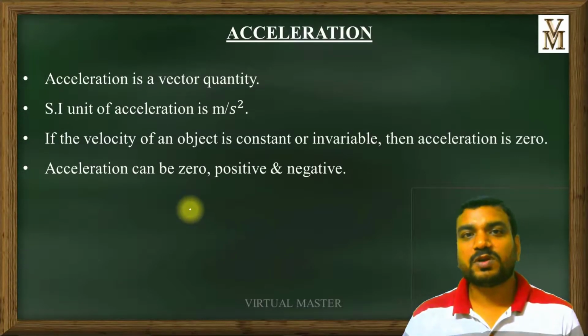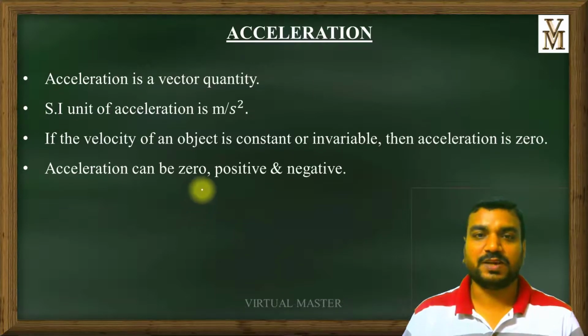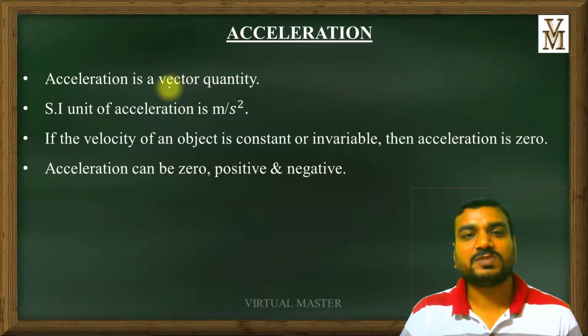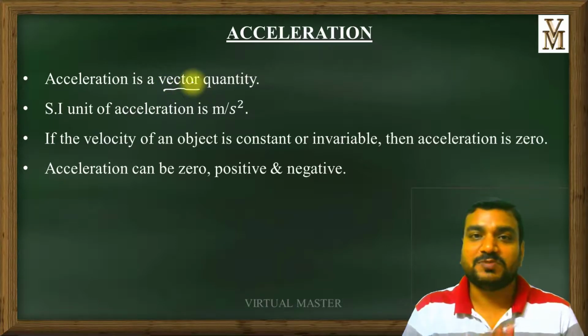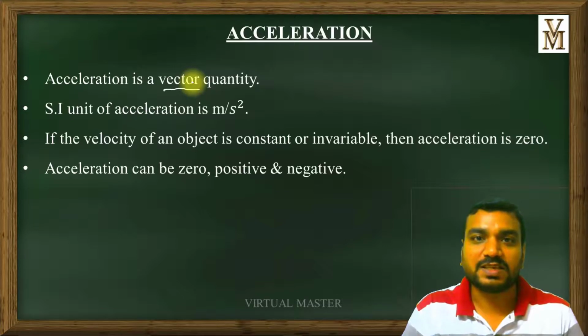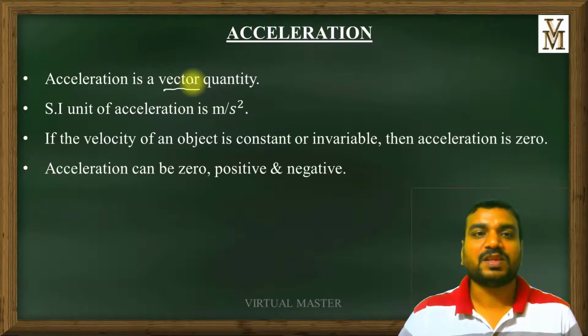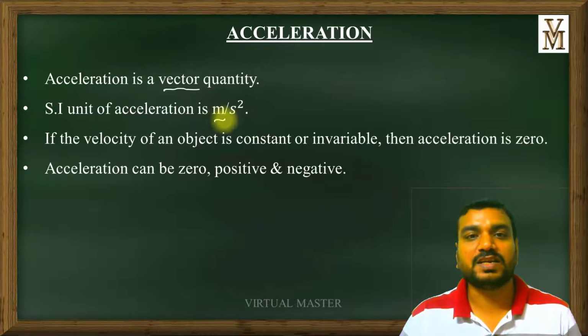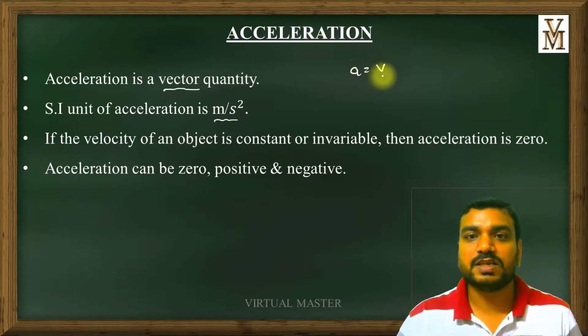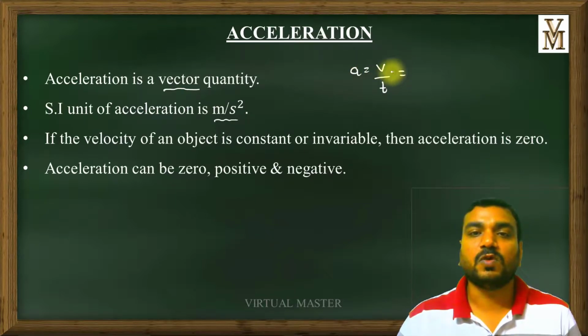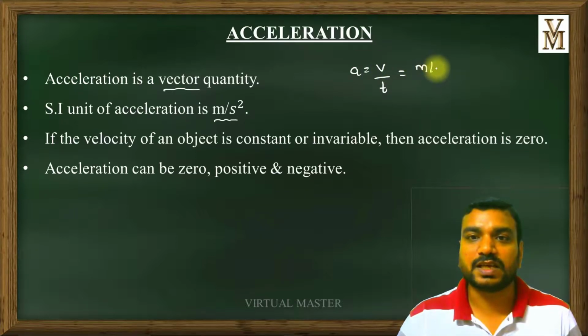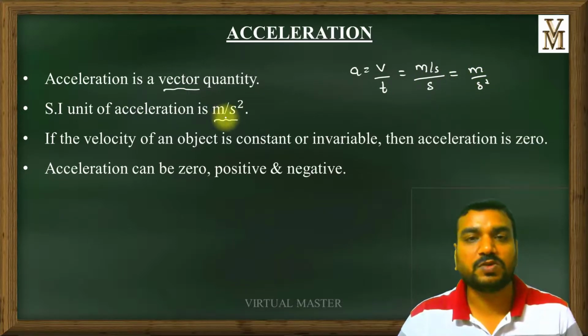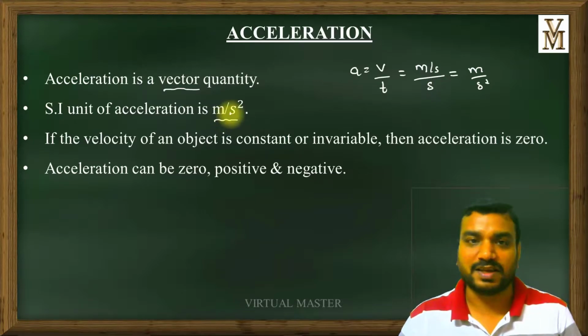Now let us discuss a few important points related to acceleration of the object. The first one is acceleration of the object is a vector quantity, which means acceleration will be having both magnitude and direction. Now the SI unit of the acceleration is meter per second square. We know that the formula for acceleration is velocity divided by time taken, isn't it? Now what is the unit of velocity? It is meter per second. And what is the unit of time? It is second. So if you simplify, you are going to get meter per second square. So the SI unit of acceleration is meter per second square.